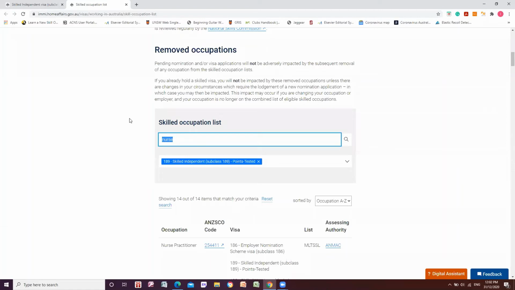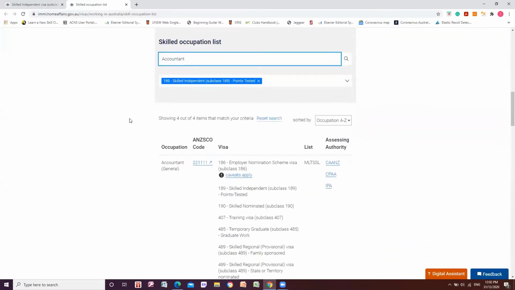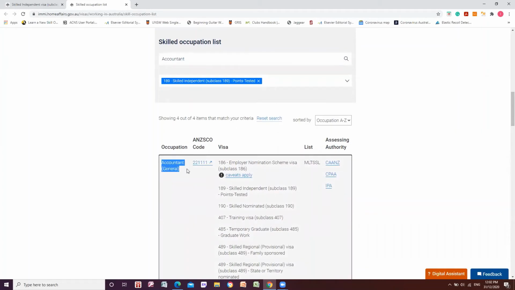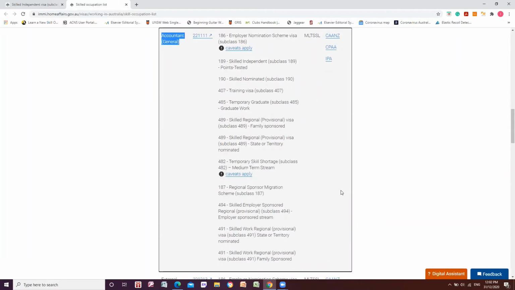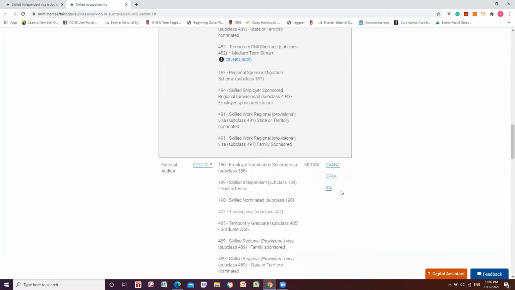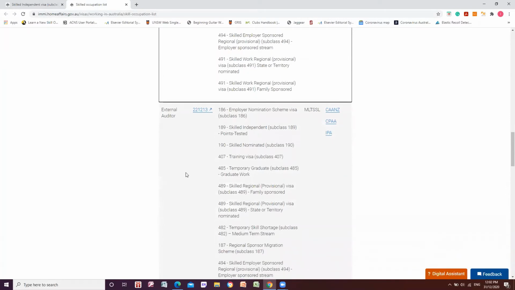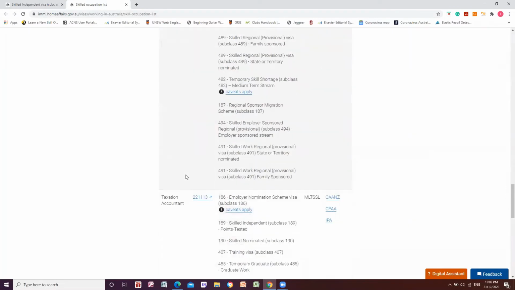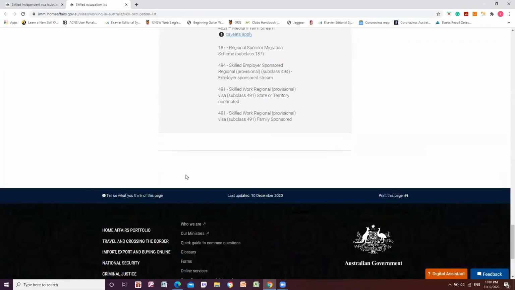Some of my friends have inquired about this and they were accountants, so I can search for accountant. You can see here that we have a general accountant, and the assessing authority is not limited to one but three assessing authorities. There are also external auditor, management accountant, and taxation accountant.